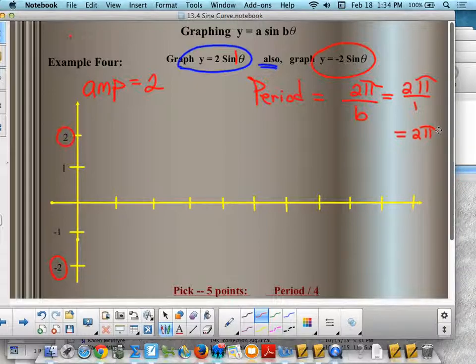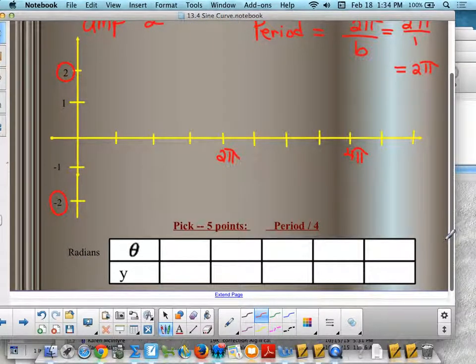How many intervals over do I count? 4 intervals. 1, 2, 3, 4. Put your 2 pi here. You can count another one. 1, 2, 3, 4. What's this? 4 pi. Another one would be 4 pi. Okay, the question becomes, what do I count by to get to 2 pi? Well, take your period, cut it into 4 equal parts. Ends up being what?